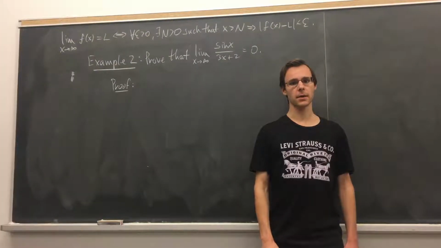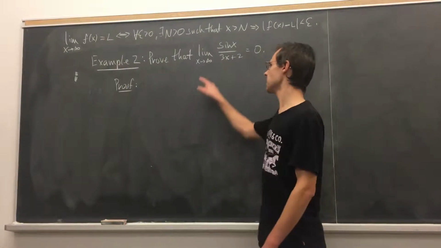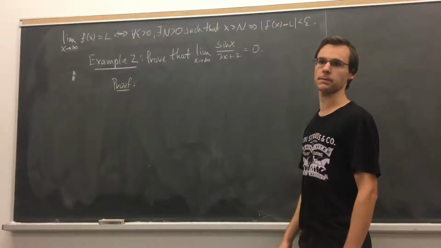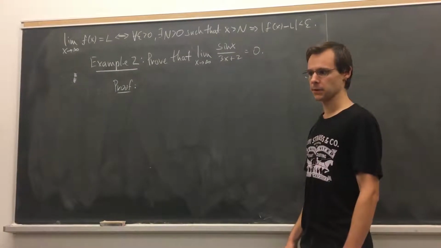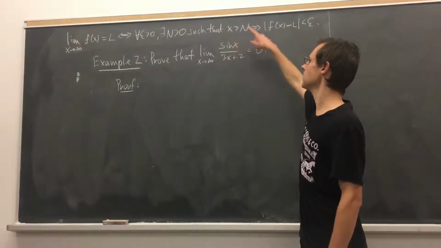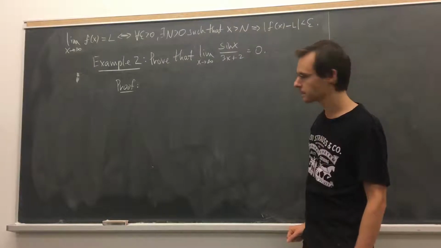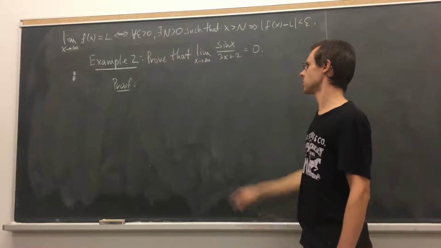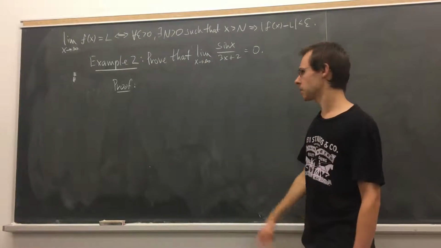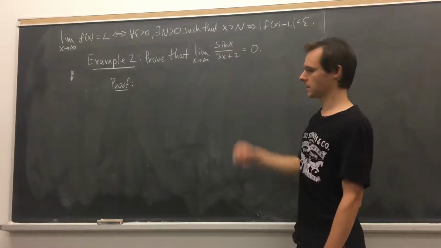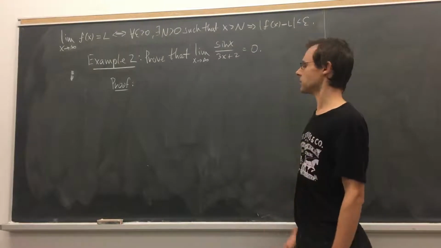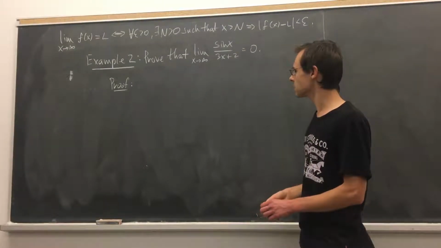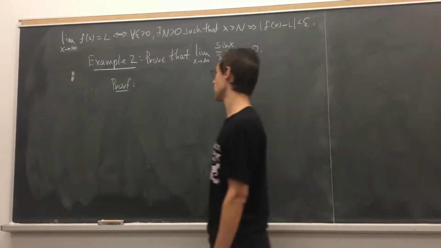So for a second example, let's prove that the limit as x approaches infinity of sine x over 3x plus 2 equals 0. First of all, why is this limit equal to 0? Sine x is bounded. It's always between -1 and 1. And 3x plus 2 gets larger and larger as x gets larger and larger. So here we're dividing a bounded value by something which gets huge. The answer tends to 0, okay, in the limit. So let's give a formal proof.